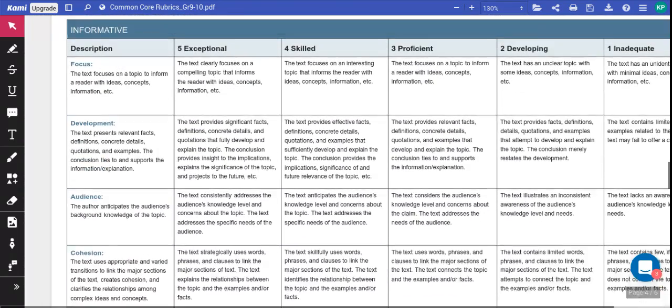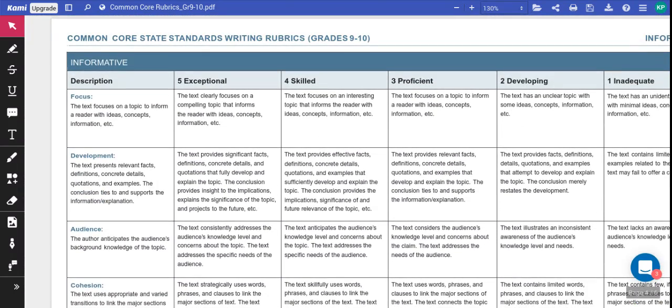So that is what the rubric looks like, and what the grader of your essay is going to look for in informative writing.